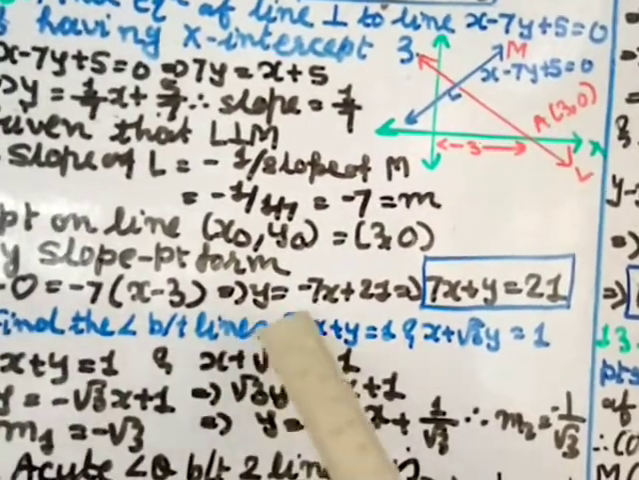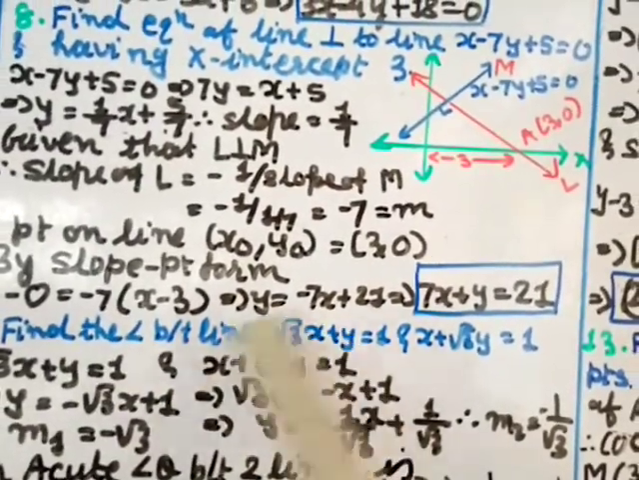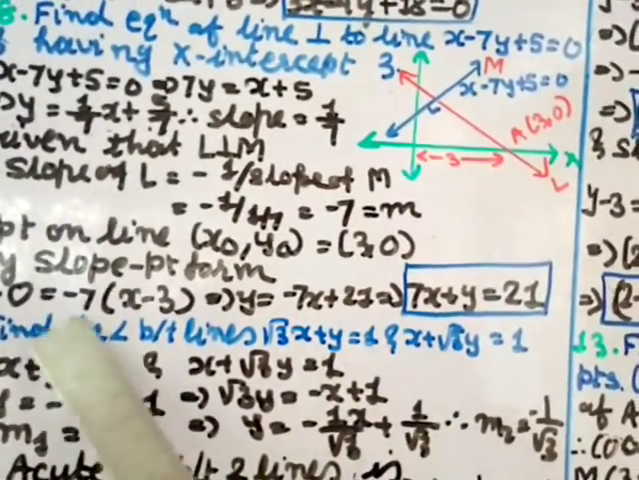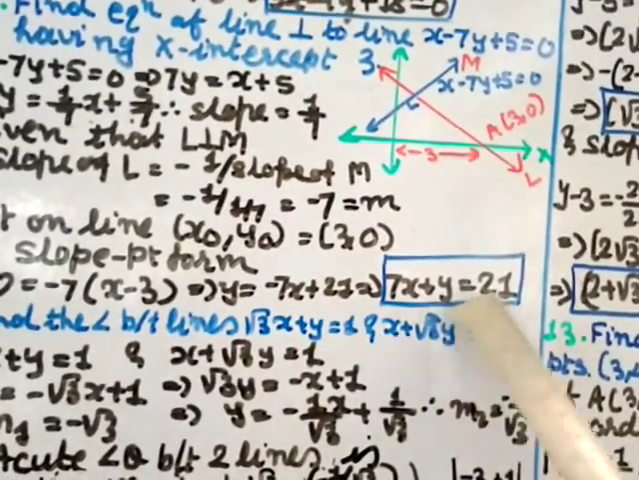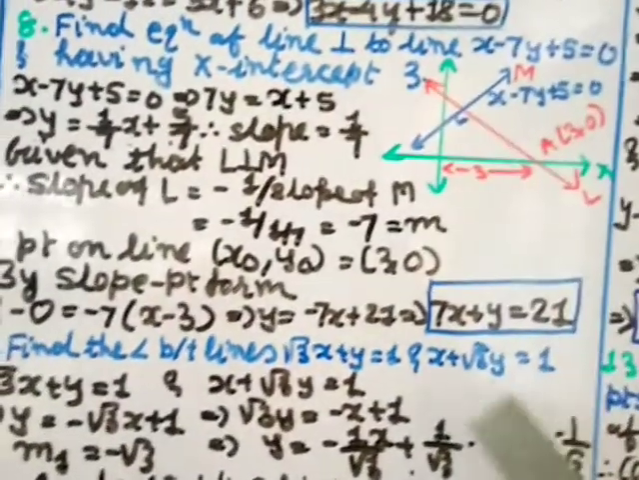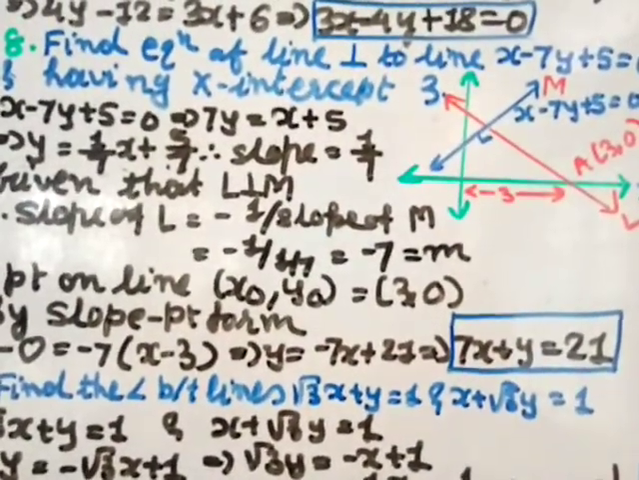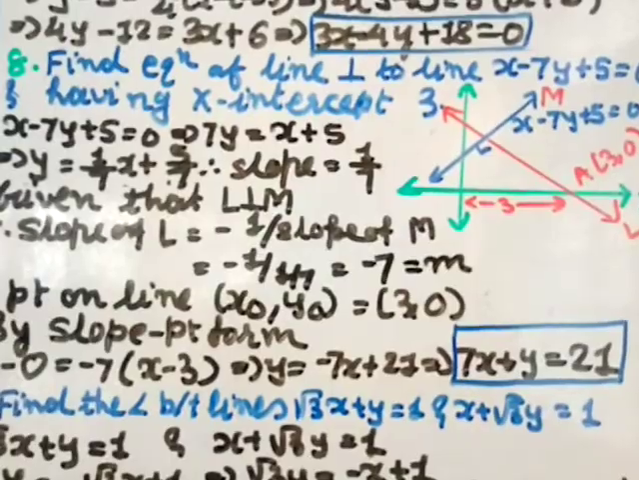This implies y is equal to minus 7x minus, minus 21. 7 into 3 is 21. Transfer this over here. So 7x plus y equal to 21. So this line L is given by this equation. So that is the required equation of line L.